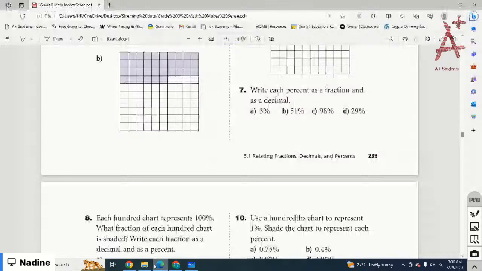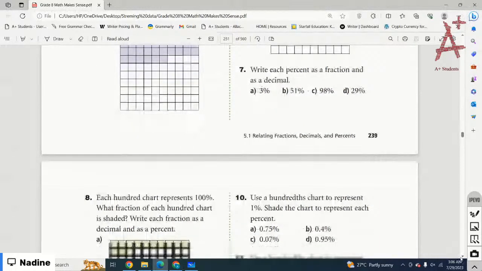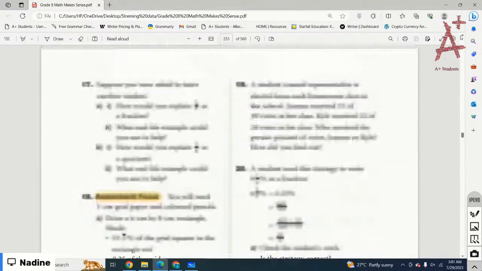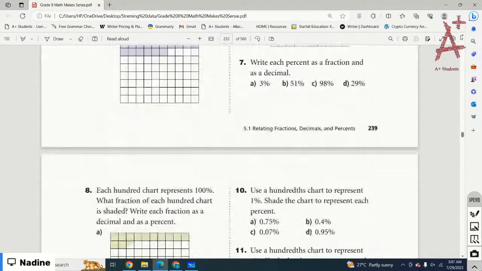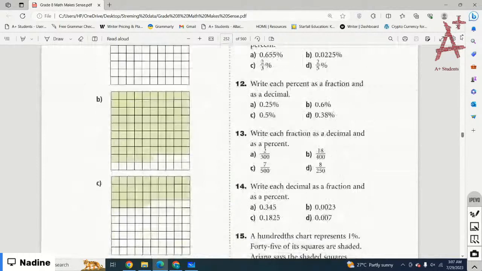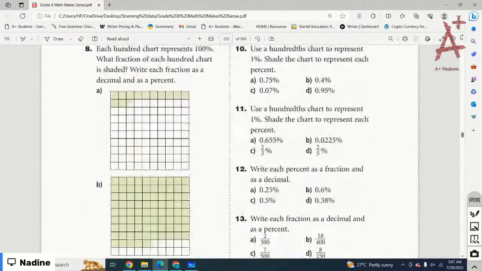Okay, let's just look at question number 8. Hold on. Okay, we have so many questions. Okay, question number 8. You can do question number 8 by yourself. You have to do the same way we did question number 6.